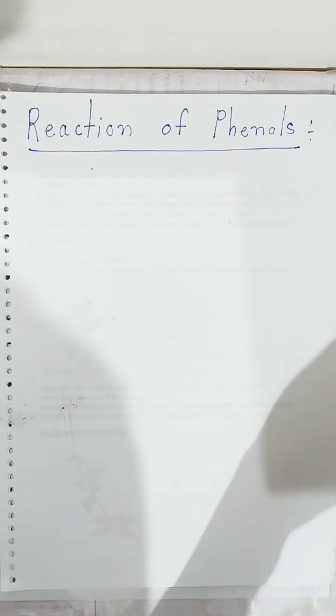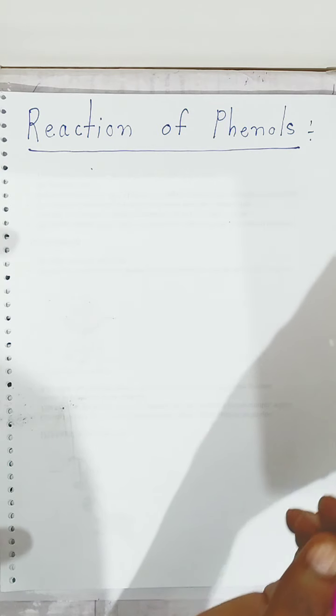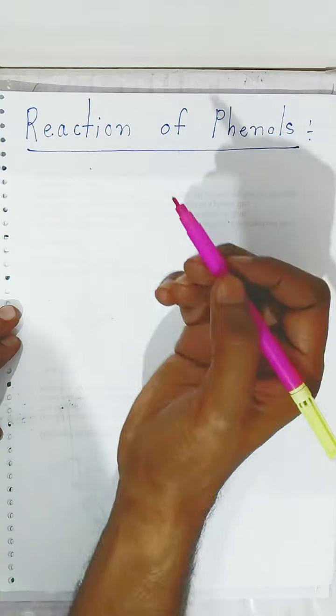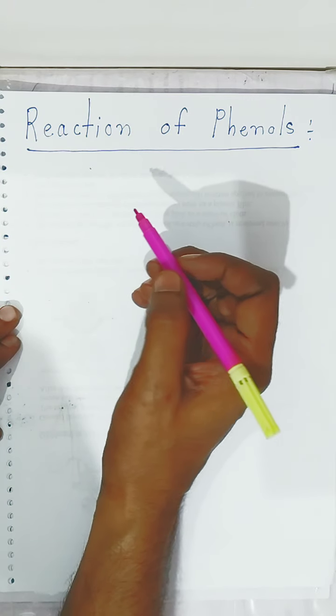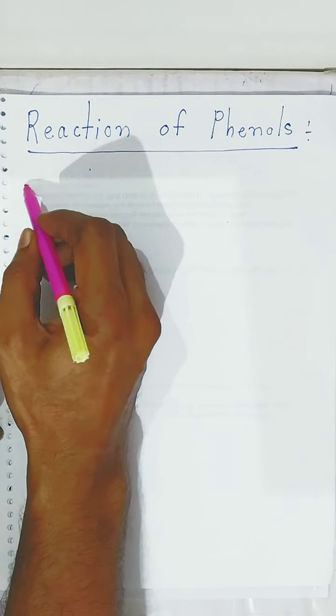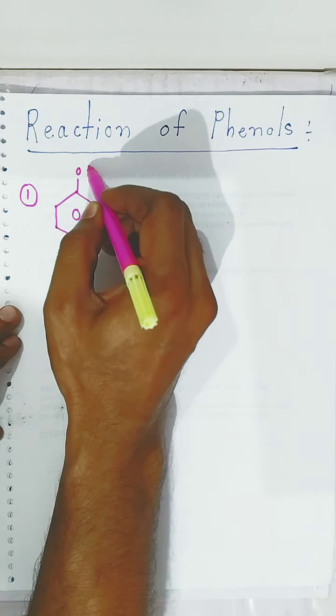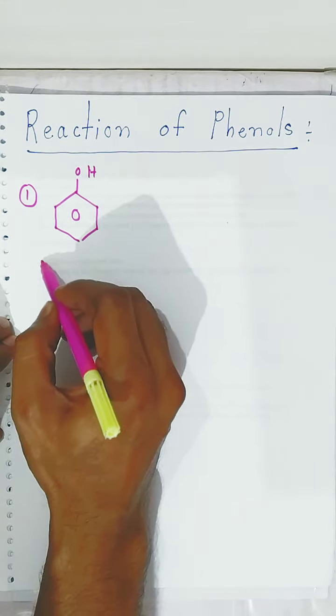Today we are going to see the reactions of phenols. Now students, we have the phenols. We are going to react the phenol with other reagents like bromine and dilute HNO3. The first reaction of phenols: this is the phenol structure, students. There is benzene and an OH hydroxyl group. So this is the phenol.